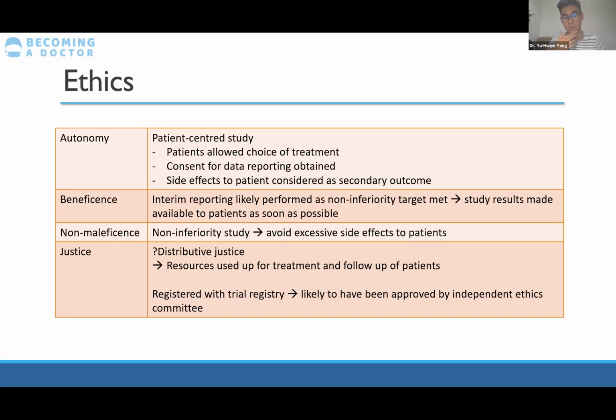I would say that in terms of autonomy, this study was quite a patient-centered study because patients were allowed their choice of treatment. The consent for data was obtained.